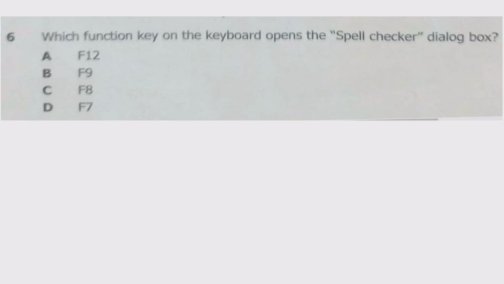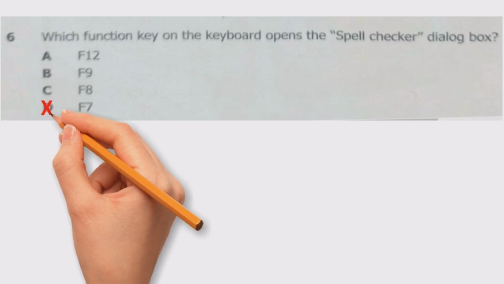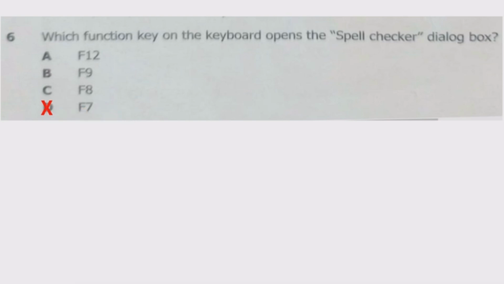Question 6 is as follows. Which function key on the keyboard opens the spell checker dialog box? A. F12, B. F9, C. F8, D. F7. The correct answer is D, F7. F7 opens a spell checker box.